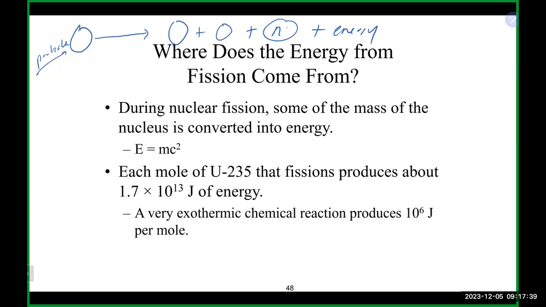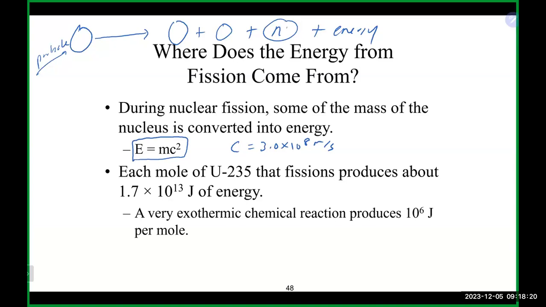In the actual process of nuclear fission, some of the mass of the nucleus is converted into energy. So there's a slight discrepancy between the atomic mass of the isotope and the mass of the nucleons, which are the protons and neutrons in the nucleus. And that slight mass difference gets converted into energy through Einstein's equation: energy is equal to the mass times c squared, where c is the speed of light, which is 3 times 10 to the 8 meters per second. Unless you learned 2.9979 times 10 to the 8. Is that what you learned?